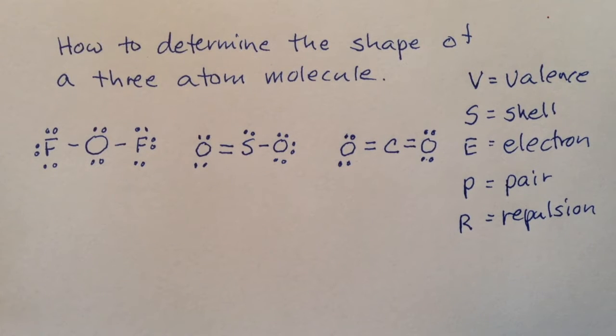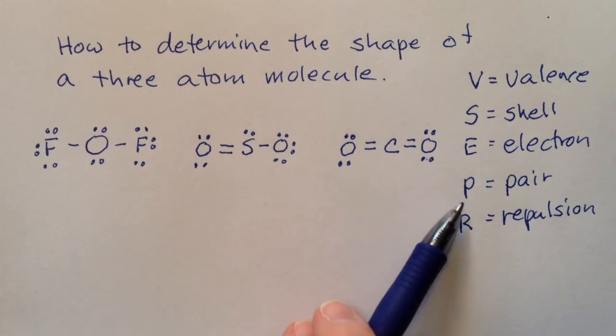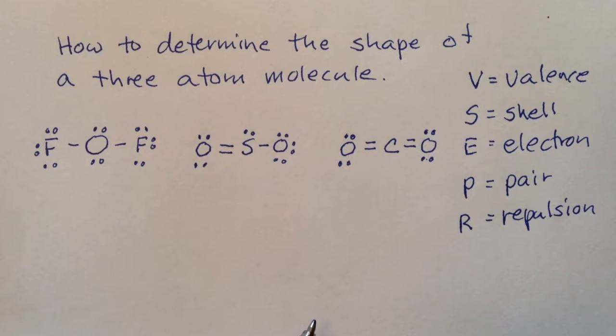Today I'd like to show you how to determine the shape of a 3-atom molecule, assuming that you know what the Lewis structure is. The basis for this is the valence shell electron pair repulsion theory, or VSEPR. VSEPR assumes that electron pairs are repulsive to each other. They don't want to be near each other.